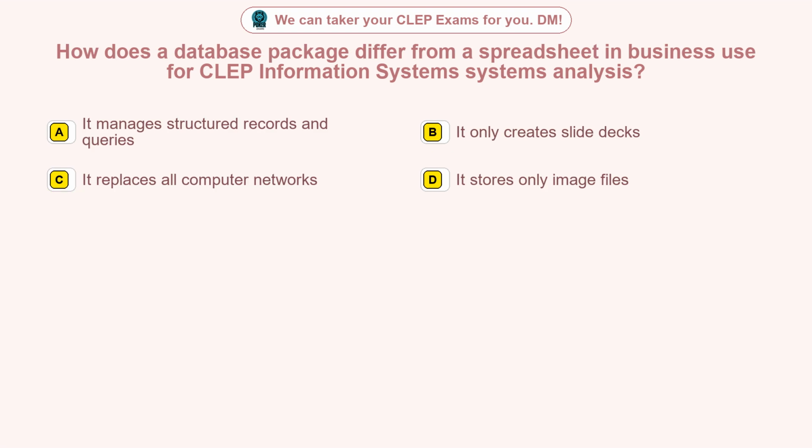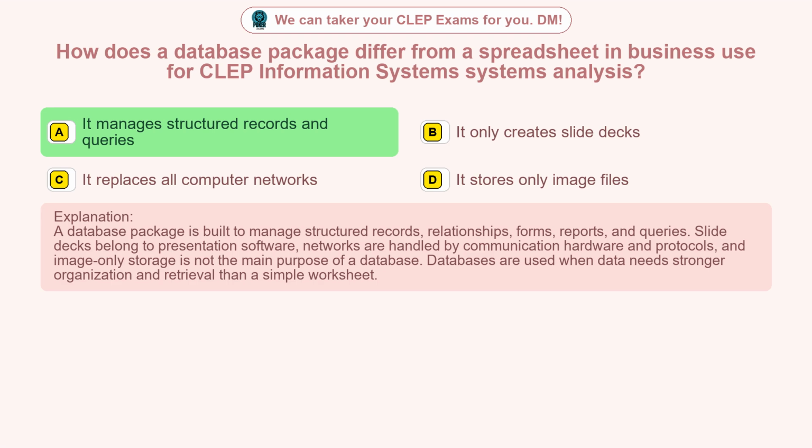Question 2. How does a database package differ from a spreadsheet in business use for CLEP Information Systems analysis? Option A. It manages structured records and queries. Option B. It only creates slide decks. Option C. It replaces all computer networks. Option D. It stores only image files. The correct answer is option A. It manages structured records and queries.